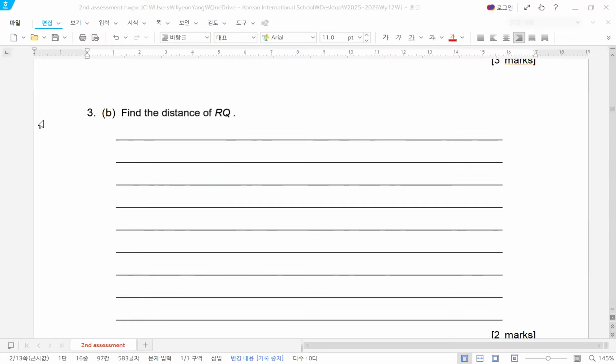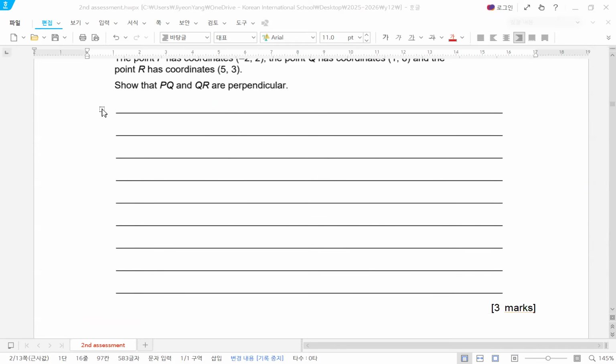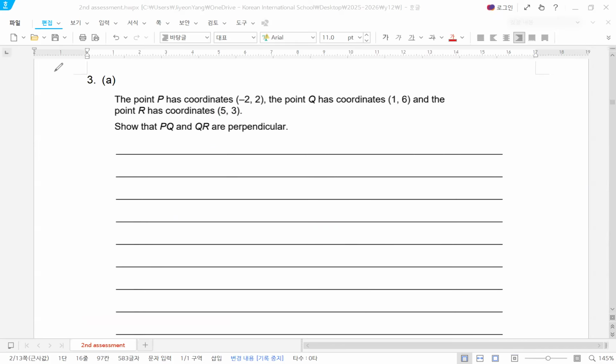B, find the distance of RQ. This one as well, guys. If you didn't remember how to find the distance of 2 points when their coordinates are given, I'm very sorry, but that is very disappointing. You need to drop this subject.